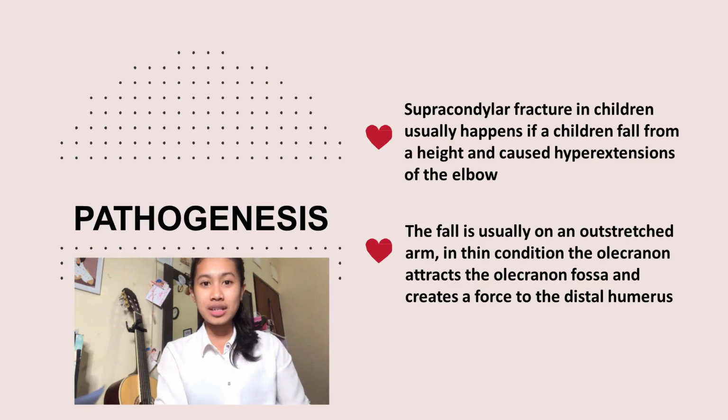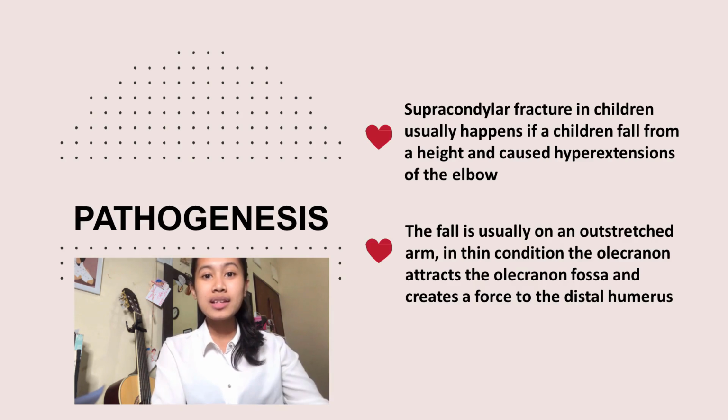So this type of fracture usually happens when a child falls from a height and causes a hyperextension of the elbow. So the fall is usually on an outstretched arm. The anatomy of the distal humerus is quite weak. It is caused by the fact that the configurations between the 2 bones are connected by a very thin bone.